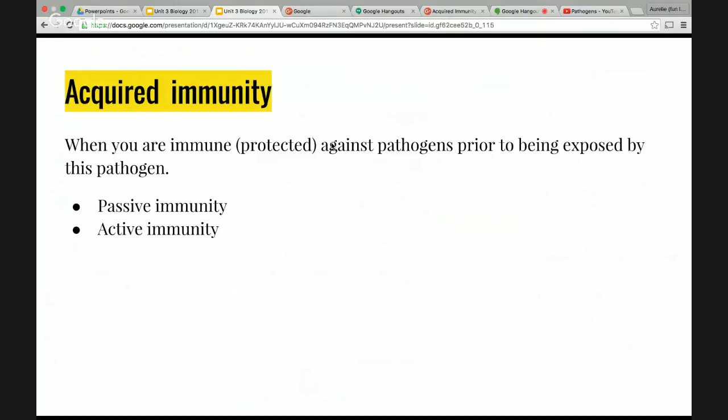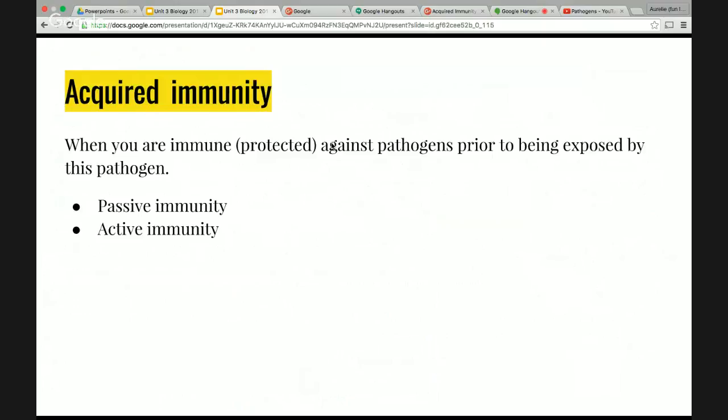There are two types of acquired immunity. There's the passive type and there's the active type. So basically the passive immunity is when you've been given antibodies, okay? So the antibodies fight the pathogen. It's passive because it's not your body working hard trying to get rid of this pathogen. The antibodies are already in your body and they are fighting the pathogens for you.